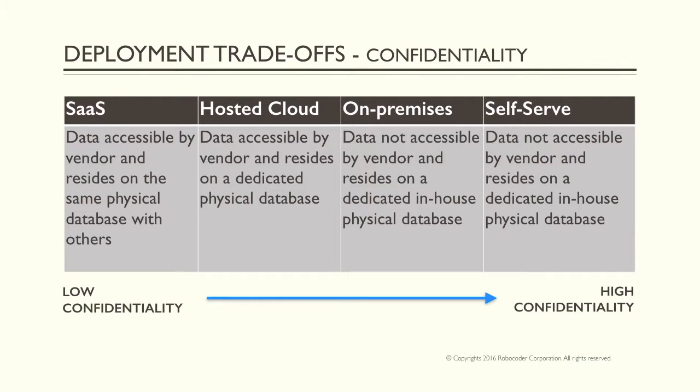In terms of confidentiality, SaaS offers the least protection. Customers' data is not only accessible by the vendor, it resides on and shares the same physical database. If there was a leak, the data would be accessible by other customers. Hosted cloud offers additional protection by having data reside on a dedicated physical database, even though the data is still accessible by the vendor. Both on-premises and self-serve offer the best confidentiality protection. Data is only accessible by the in-house personnel and resides on a dedicated physical database.